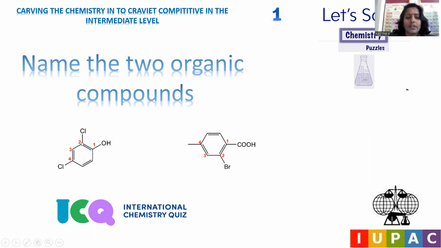Among all, if you see, the second and fourth positions have chloro, so we can say dichloro. The remaining chain is a phenol, so we can say 2,4-dichlorophenol. And for the other, at the second position we have bromo, and at the fourth position we have methyl, right? Whenever bromo and methyl are there, we have to go for alphabetical order. B comes first over M. That's the reason 2-bromo should be written first, followed by 4-methyl, and the parent ring will be benzoic acid, so we can say 2-bromo-4-methylbenzoic acid.